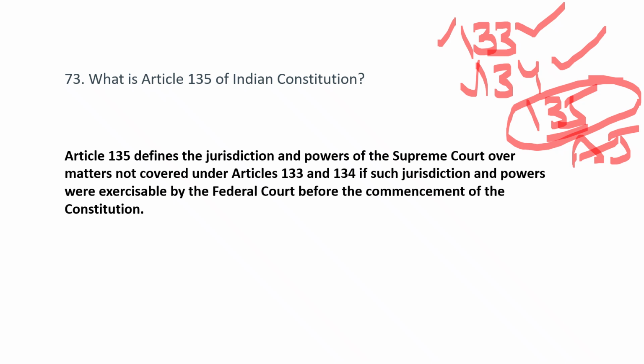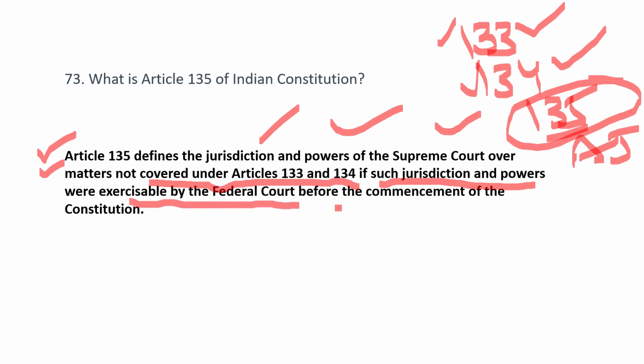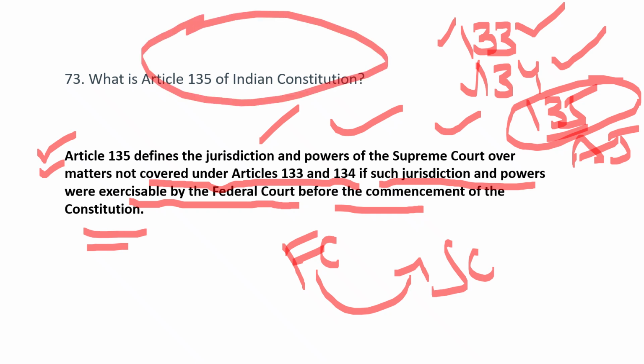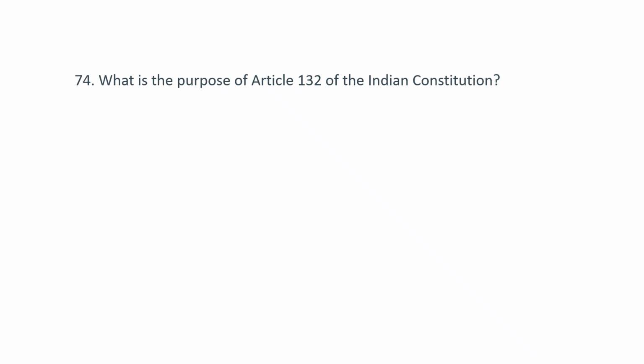Okay, let us see this again. Article 135 defines the jurisdiction and powers of the Supreme Court over matters not covered under Articles 133 and 134, if such jurisdiction and powers were exercisable by the federal court before the commencement of the Constitution. Before the commencement of the Constitution, we had the federal court, and the federal court transferred its jurisdiction to the Supreme Court under Article 135 of the Indian Constitution. Okay, next question. What is the purpose of Article 132 of the Indian Constitution?